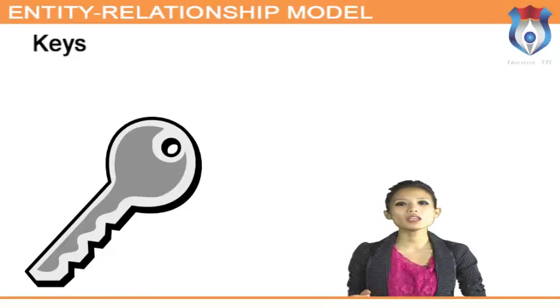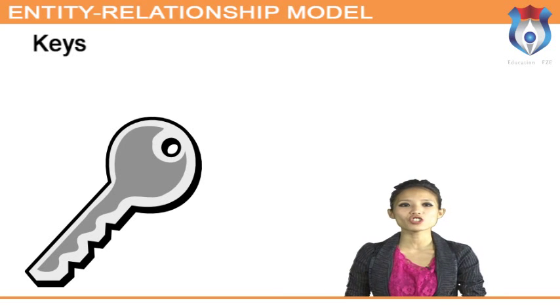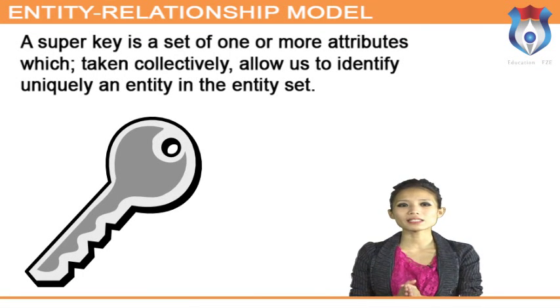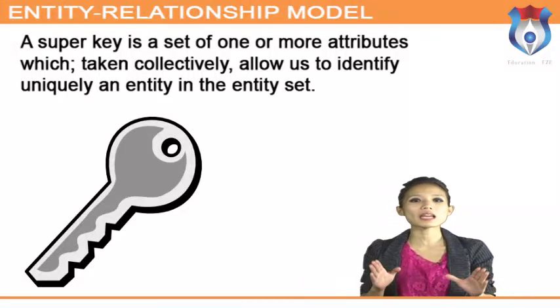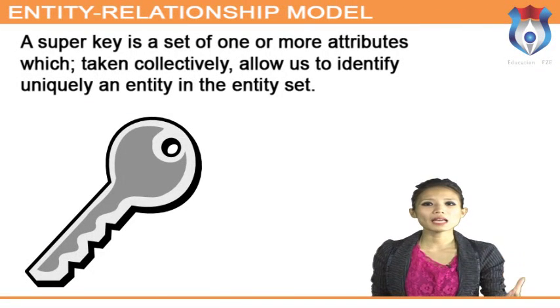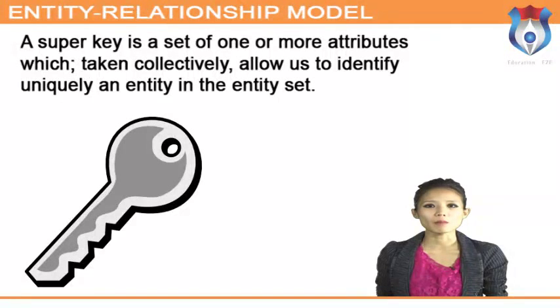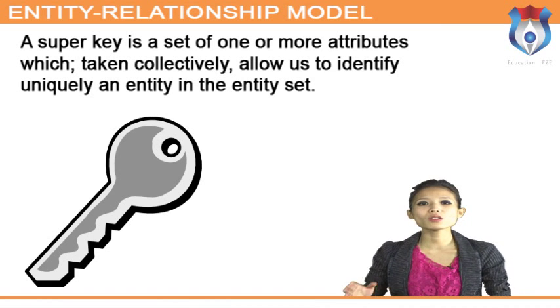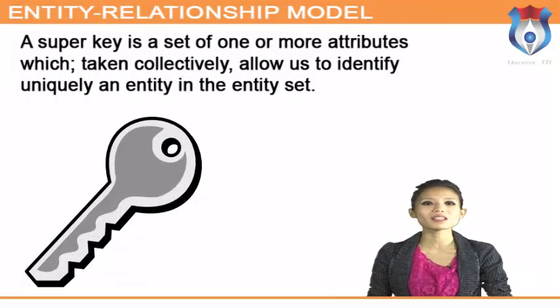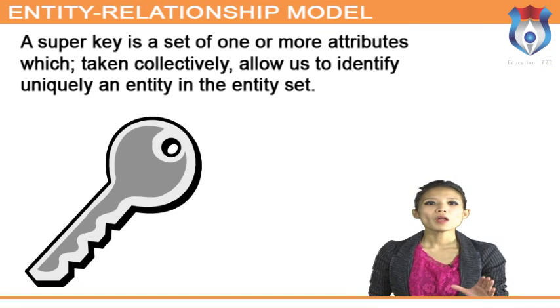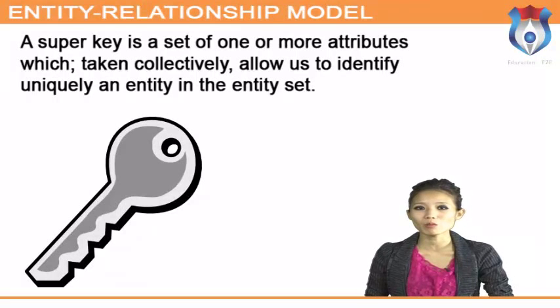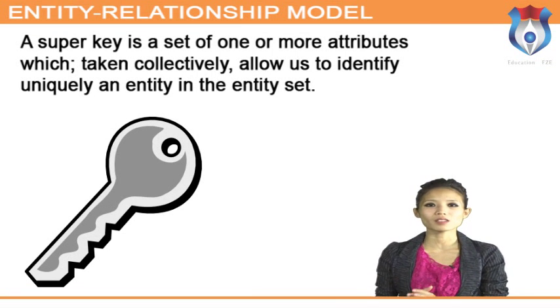Keys. A superkey is a set of one or more attributes which, taken collectively, allow us to identify uniquely an entity in the entity set. For example, in the entity set customer, name and S number is a superkey. A superkey may contain extraneous attributes, and we are often interested in the smallest superkey. A superkey for which no subset is a superkey is called a candidate key. In the example above, S number is a candidate key as it is minimal and uniquely identifies a customer entity.